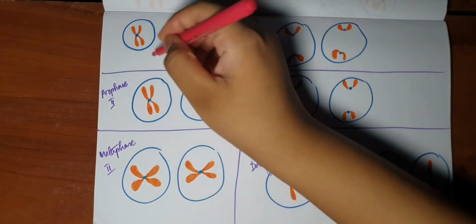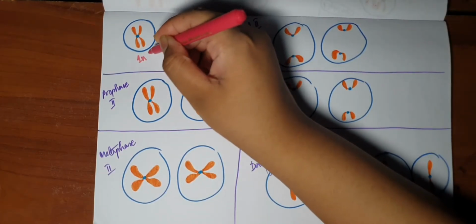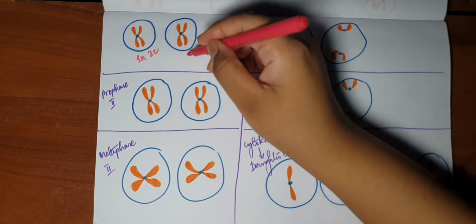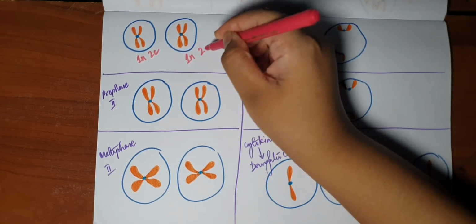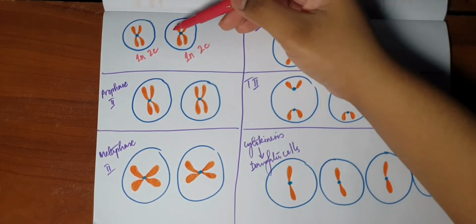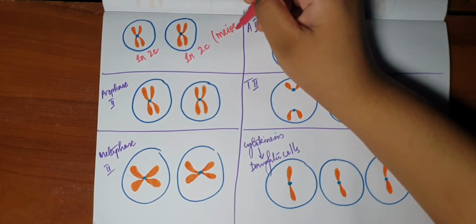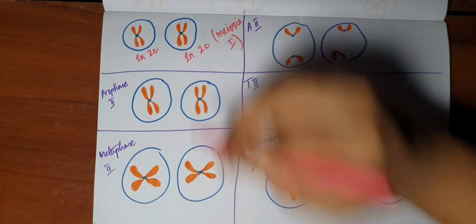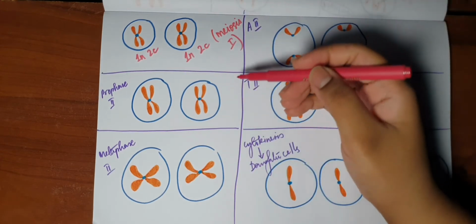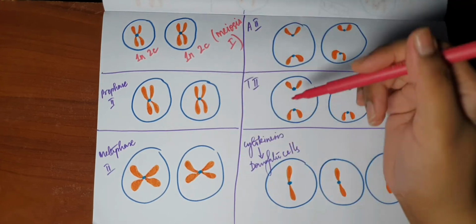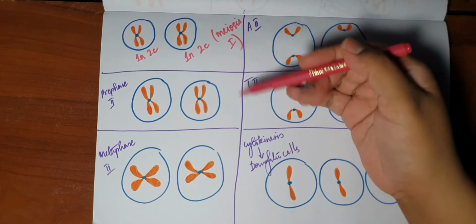So like I said before, this has 1n and 2C amount of information. This also has 1n and 2C amount of information. These are daughter cells from meiosis 1, okay? Now we're going to start prophase 2, okay? So from meiosis 1, it's entering meiosis 2.